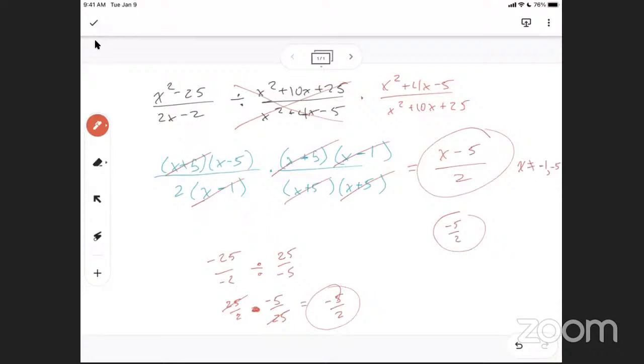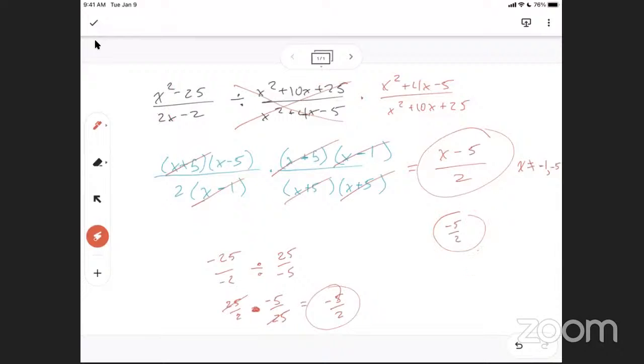No, you're not just doing it. You're checking your answer. Well, why can't you just do it? Well, because they didn't ask us to plug in 0. The answer to the question is x minus 5/2. I'm showing you how you can check to make sure you did it right.